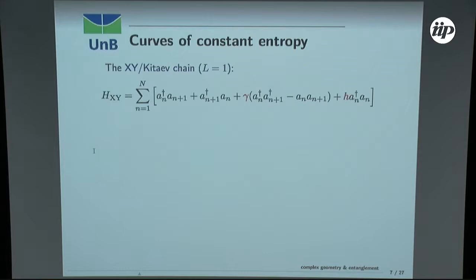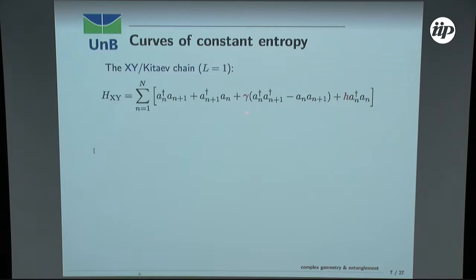Now, what kind of problem? I mean, we have all these formulas, they have existed for some years, but what kind of problem am I interested in, that I want to report to you today? Let's be specific. Let's take the simplest case, when I have a nearest neighbors interaction, I have this XY chain or Kitaev chain. Nowadays it's called Kitaev chain. So it has these hopping terms, this pairing gamma, and the magnetic field h.